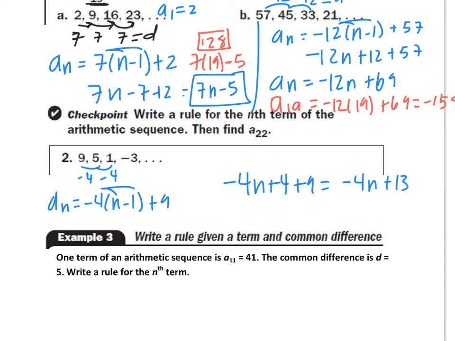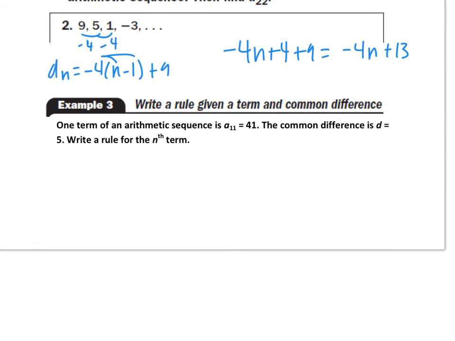All right, last one. So write a rule given just one term and the common difference. So they're not giving us the whole pattern. They're only giving us one, and we need to figure out the rest. So I'm going to write the general form here. A sub n equals d times n minus 1 plus a1.